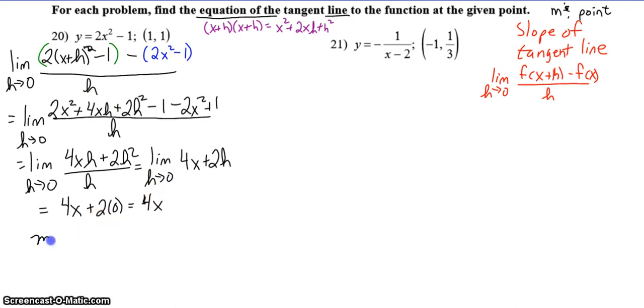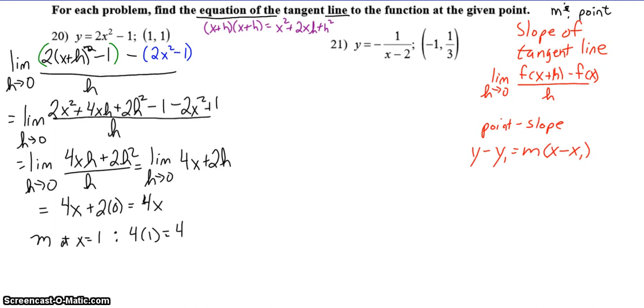So now, what's the slope at x equals 1? 4. Now, recall, go back, think. How do we write the equation of any line? If we use point-slope form, which I suggest, y minus the y coordinate equals the slope times x minus the x coordinate. And so for here, we go y minus the y coordinate of the point, 1, equals the slope, 4, times x minus the x coordinate, 1. And we are done here.